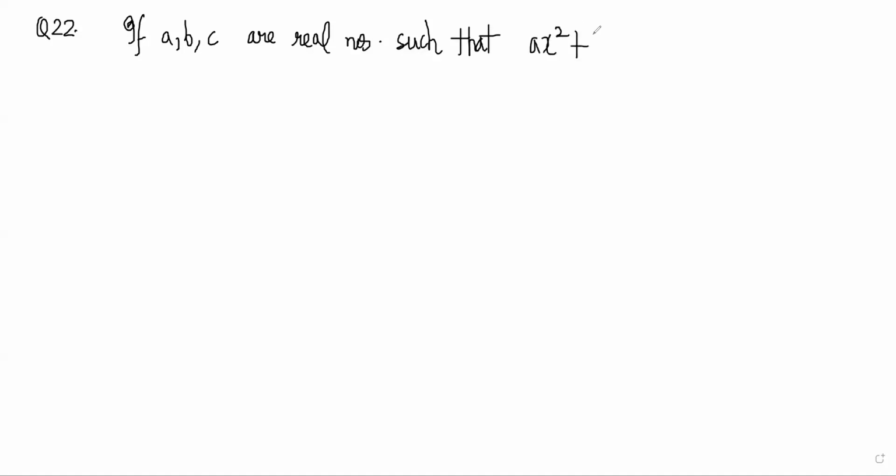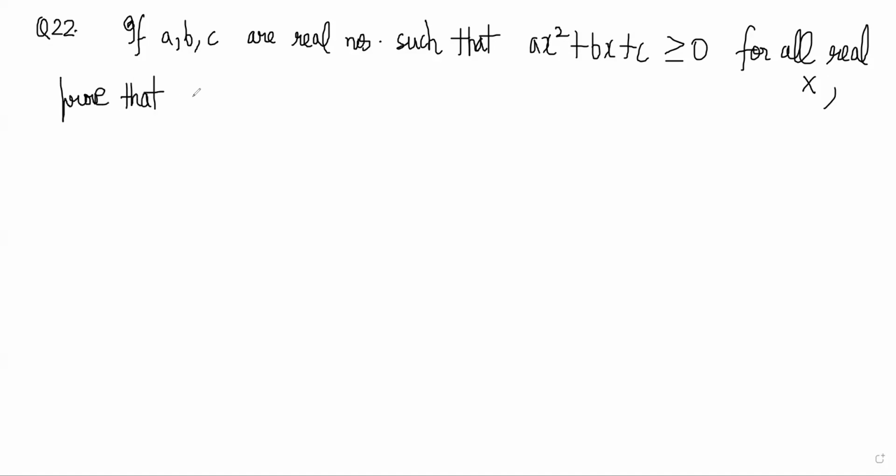If a, b, and c are real numbers such that ax square plus bx plus c is greater than or equal to 0 for all real x, we have to prove that 4a cube minus b cube plus 4c cube is greater than or equal to 0.